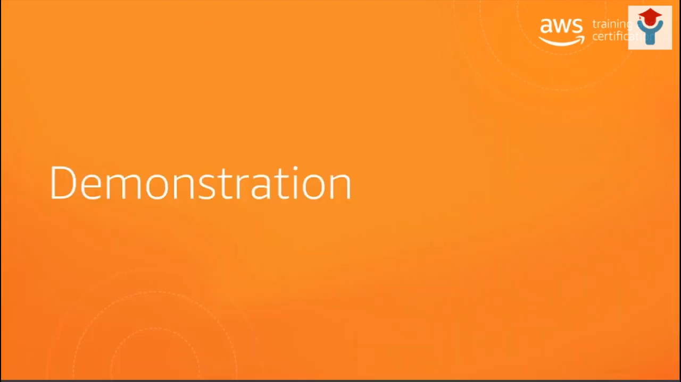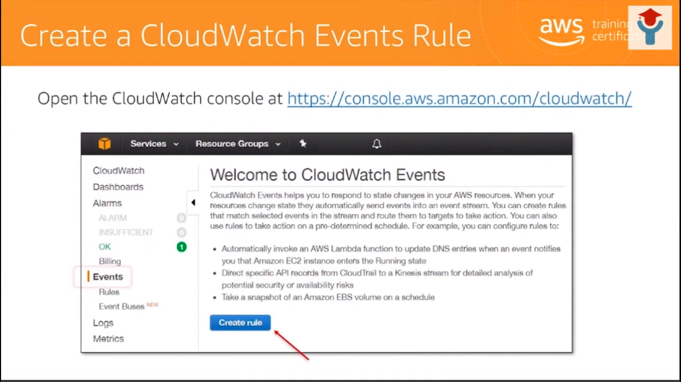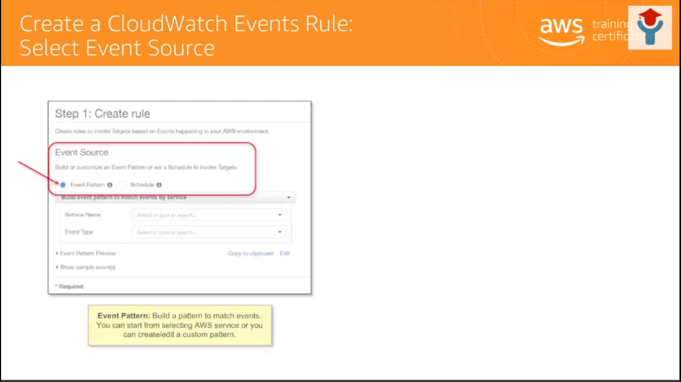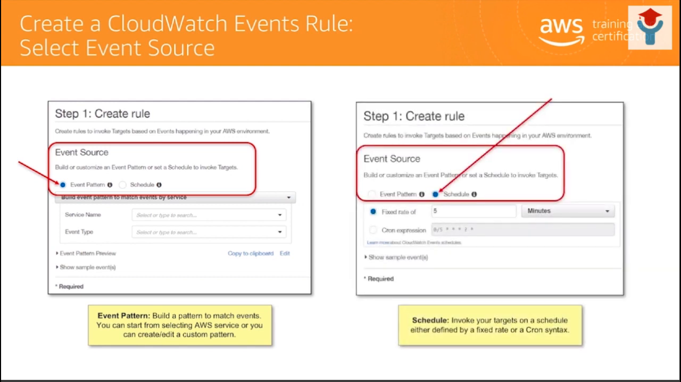Next, we're going to go into a short demonstration. In this short demonstration, we're going to show you how to create a CloudWatch events rule. We start out by going into the CloudWatch dashboards, and we're going to slide down to where it says events, and of course, click rule. The first thing we have to do in creating a rule is to select an event source. In this case, we could do it from an event pattern. This is where you can build a pattern to match the events, select the service, and add a custom pattern. In this case, we're going to do it as a schedule. So we're going to create a schedule at a fixed rate of every 5 minutes.